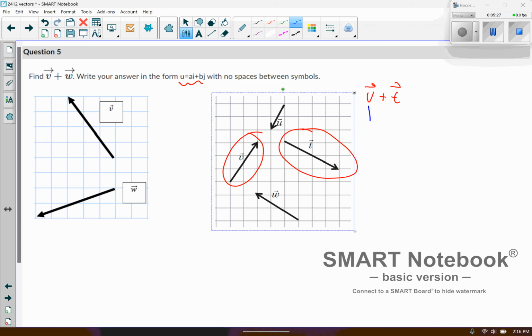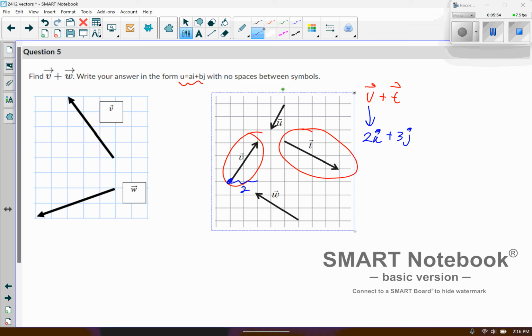And so my vector v right here, what you want to do is figure out this is my initial point. That's my terminal where the arrow's at. Initially I went positive 2 units this way, so my first value would be 2i. And then I went 3 units up in the positive direction, so that'd be plus 3j. So that is for vector v right there.